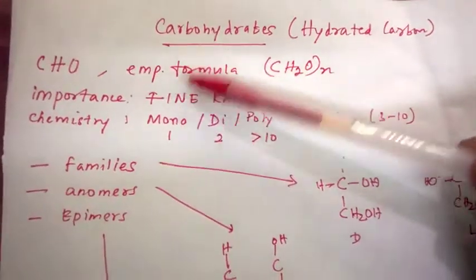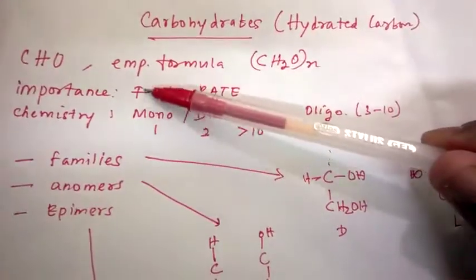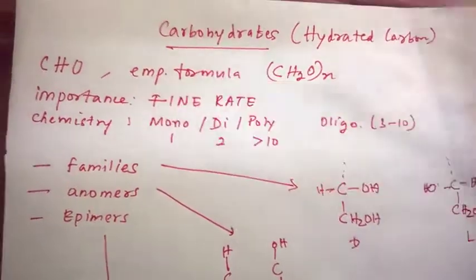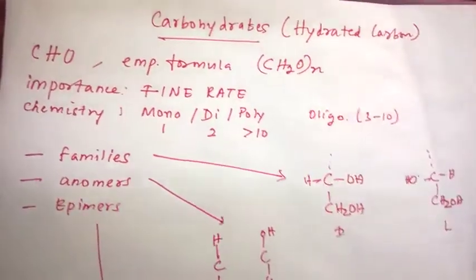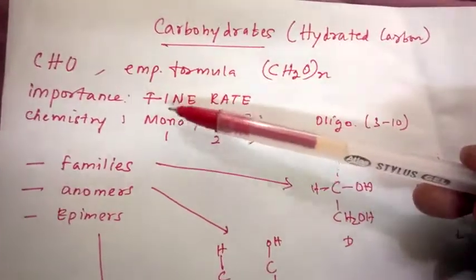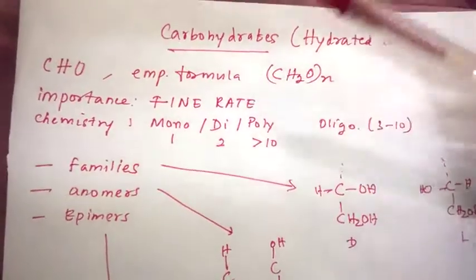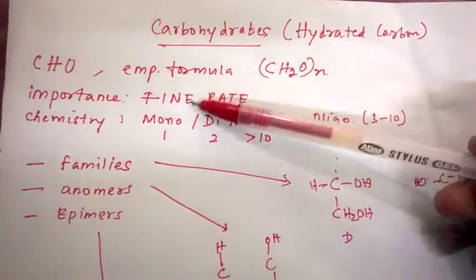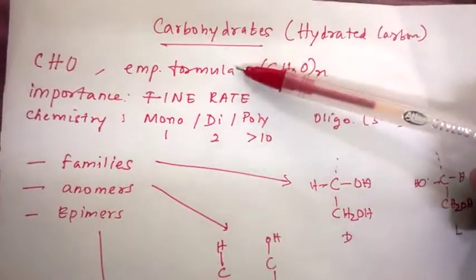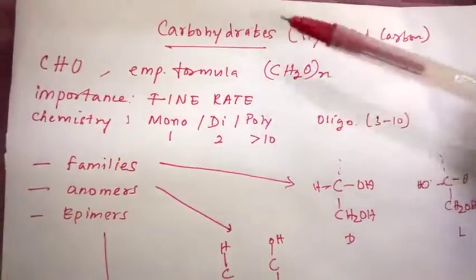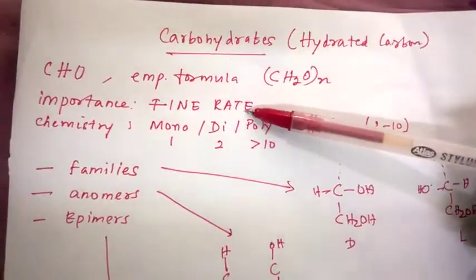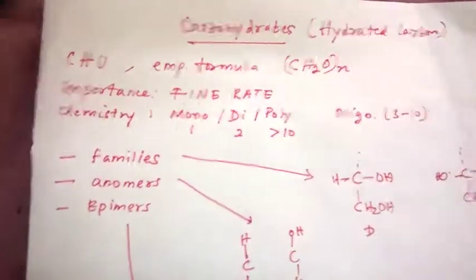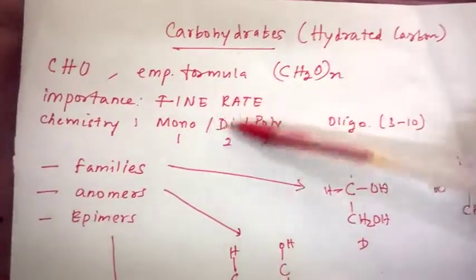So F for framework, I for intermediate. It forms the framework of various skeletons, right? Skeleton, by skeleton I mean cell skeletons. I for intermediate, N for nucleic acid formation, E for energy, R for recognition, A for it's involved in the aging process, T for therapeutics, and E for various other entities. You can also use FINE RAT if you want, but I would stay with this.